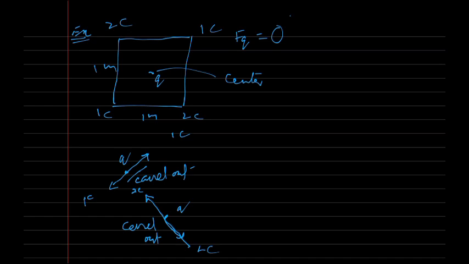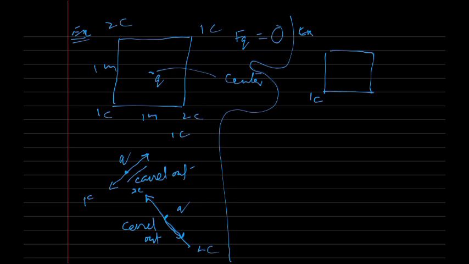Now let us discuss one more such example. I'm taking, so this is a square. Let's say here I have 1 coulomb, here I have 2 coulombs, and here I have minus 1 coulomb, here I have minus 2 coulombs, let's say. Then what is the force on the particle of charge Q, which is exactly at the center of the square of side 1 meter?